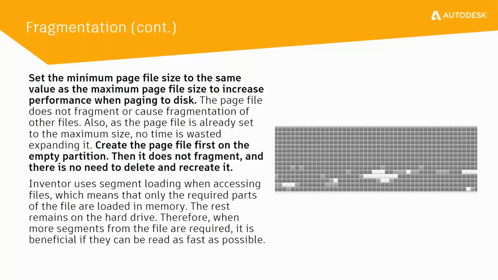Set the minimum page file size to the same value as the maximum page file size, as we've said before, and this is somewhere around 1 to 1.5 times your RAM. And this will help increase the performance when paging to disk. And create the page file first on an empty partition, and this will help avoid fragmentation of it and remove the need to delete and recreate it.